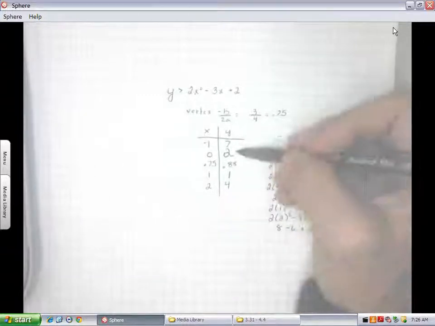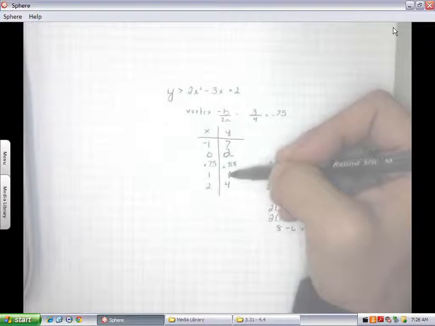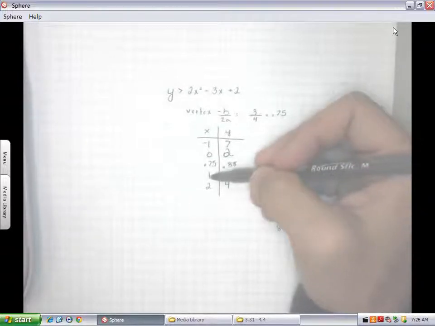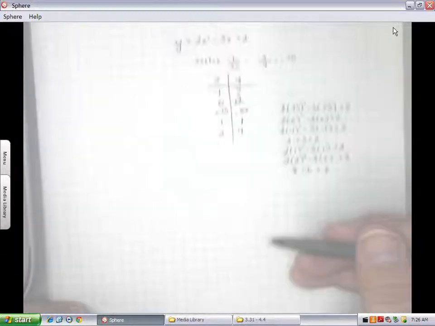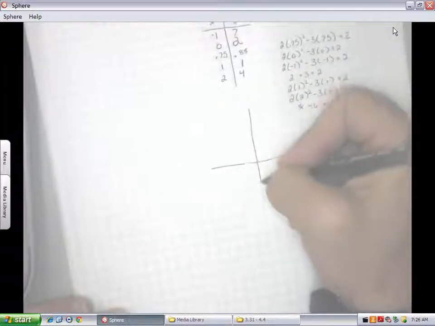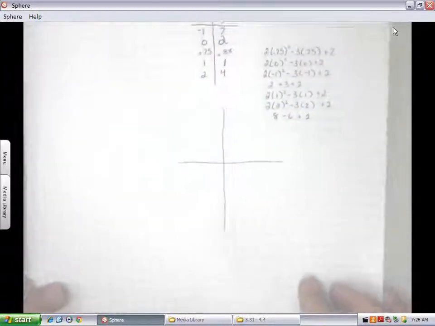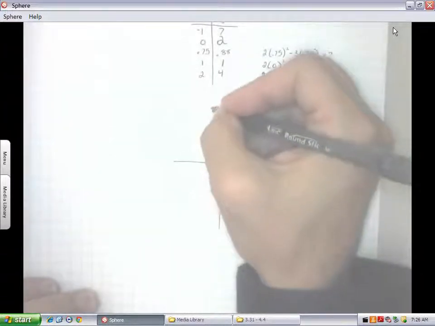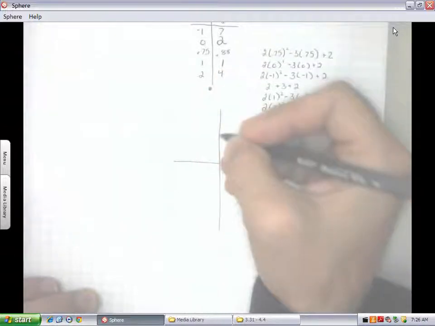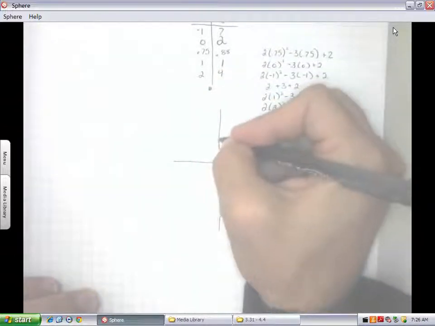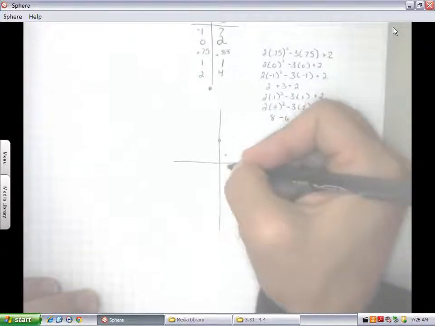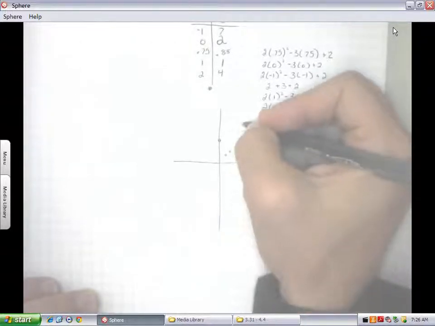So notice that these values don't match. And that's okay in this case, because 0.75, like I said earlier, is closer to 1 than it is to 0. When I go to graph this, I'm going to plot my points. So I'm going to plot a point at negative 1, 7. Barely enough room there. I'm going to plot a point at 0, 2. At 0.75, 0.88, I'm going to estimate where that is. At 1, 1. And at 2, 4.